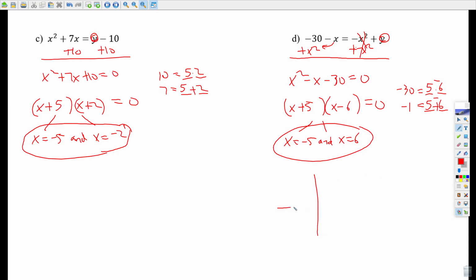Again, this would probably be a fairly wide one. -5 would be out here, 6 would be out here on the x-axis, right? And so these would be the places that you would cross the x-axis, like this. Oh boy. Something like that. It's hard to freehand.